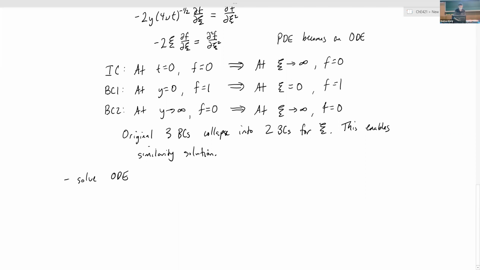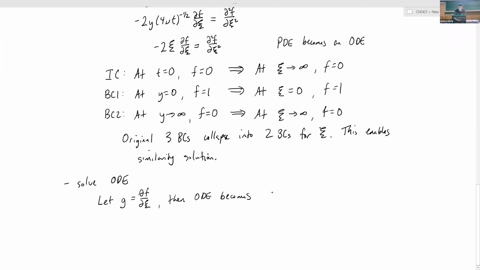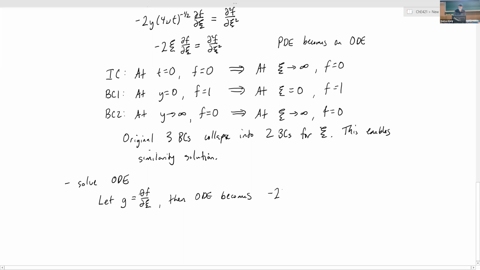So let's go ahead and do that conversion as Nikhil was talking about. I'm not going to use y, I'm going to use g, because we actually have a y variable in our equation here. So g equals df/dc. Then the ODE becomes, as Nikhil was saying, minus 2c times g equals dg/dc. And now this differential equation, I think a lot of us can solve.